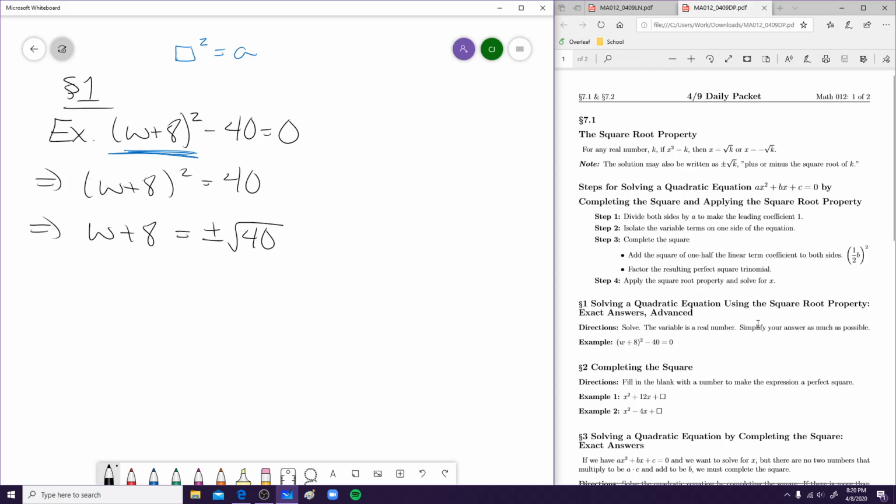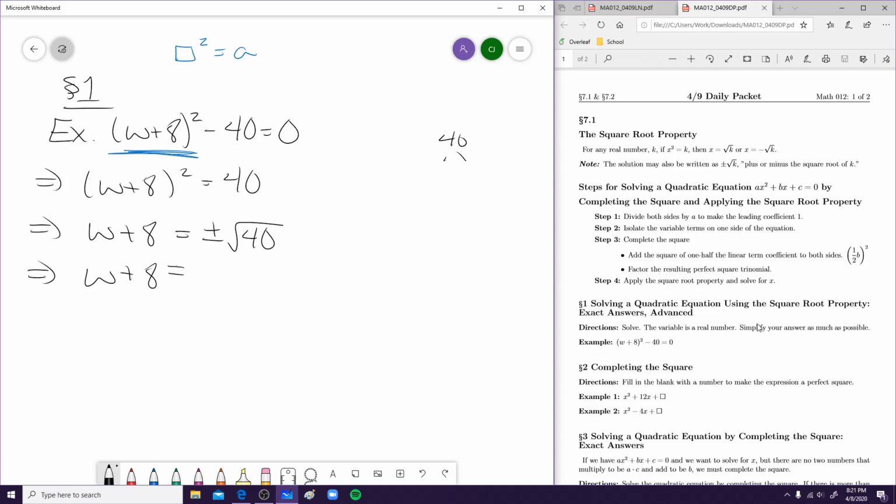Right? So now you have two options. You can either simplify the square root first and then subtract 8 over, or subtract 8 over and then simplify. I'll go ahead and just simplify, and then we can subtract 8. But you can do whatever you want. So this is plus 8. So for 40, how can I rewrite 40?